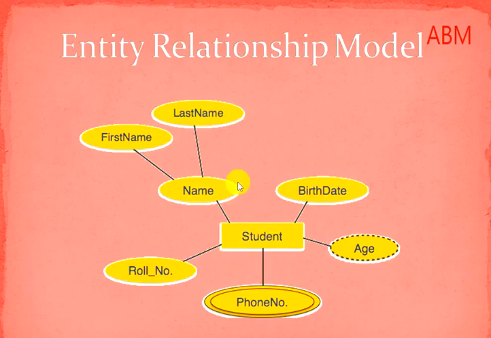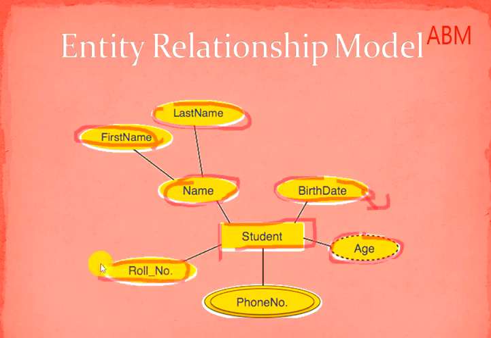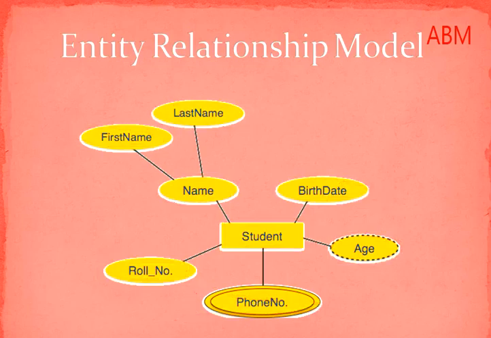Here one entity relationship is shown. The entity is the student, and the student has different types of attributes. For example, one is the name, and the name is actually a composite attribute which has more than one value, and birth date is a single value attribute, and age is a derived attribute which is derived from the date of birth. Roll number is a simple or atomic value, and the phone number is multi-value because we can store more than one phone number in one phone number column.